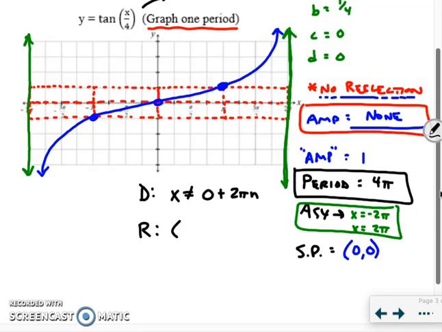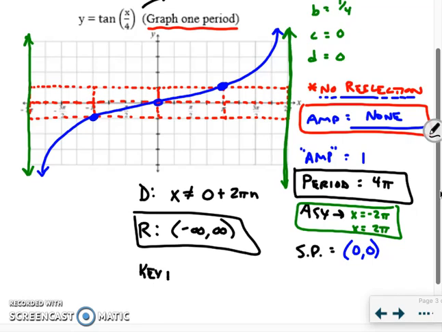I am absolutely worried about your range because we're going to be going from negative infinity all the way up to infinity. So that's absolutely part of our answer. Last, if we wanted to go with some key points here, looks like there's only going to be 3. So again, I'm running out of time. So negative pi, negative 1; 0, 0; positive pi, positive 1.